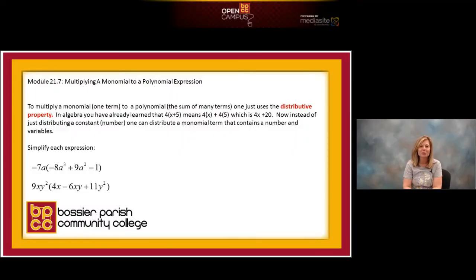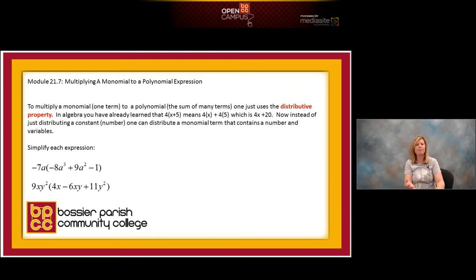Okay, so now we're in module 3.7 and we're going to discuss multiplying a monomial times a polynomial. Believe it or not, you've already done this, you've just not heard that verbiage. Okay, remember, what does the word mono mean? It means one. So we're going to take one term and we're going to multiply it to a polynomial. And the word poly means many. So we're taking one term and we're going to multiply it to many terms.